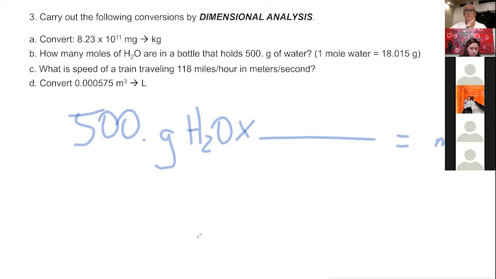You put 1 mole on top and 18.015 grams on the bottom. Perfect. Exactly right. Yeah, 18.015 grams. Like I said, because we can't measure moles. We can measure grams all day though.